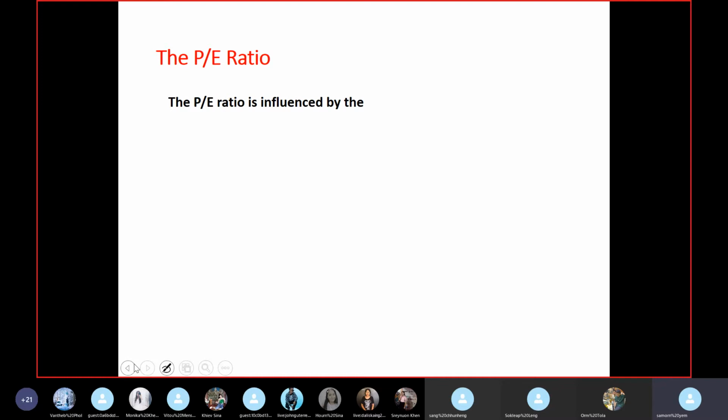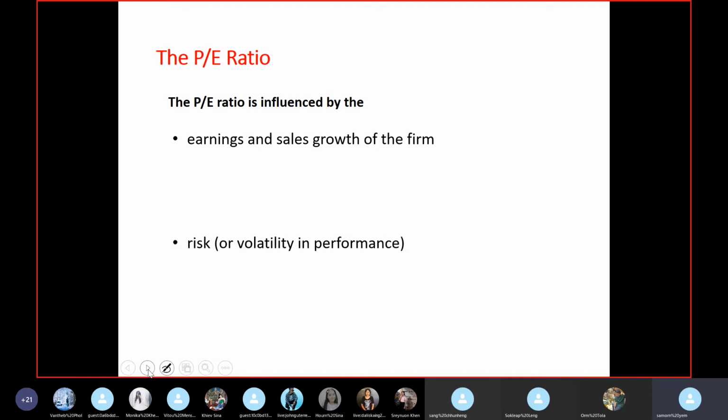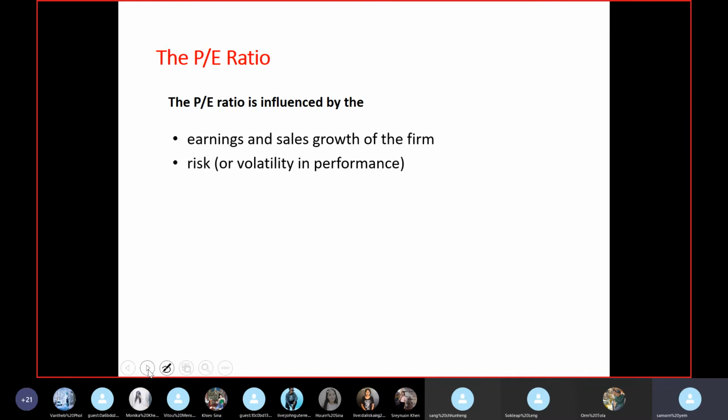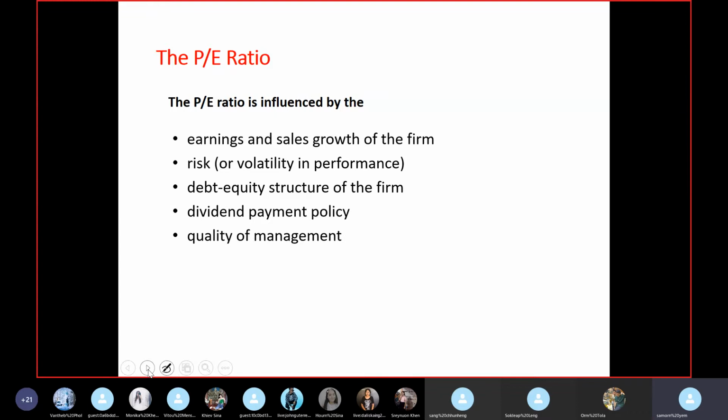The PE ratio is influenced by the earnings and share growth of the firm, risk or volatility in performance, debt security structure of the firm, dividend payment policy, and quality of management. All of these will influence the PE ratio.